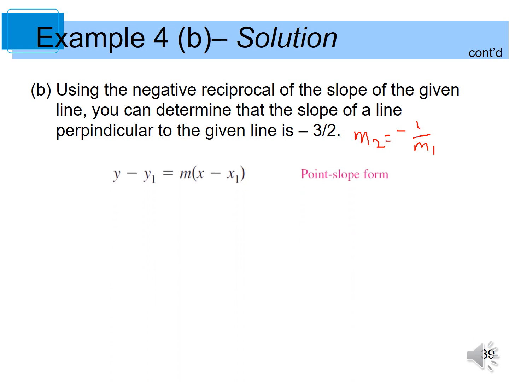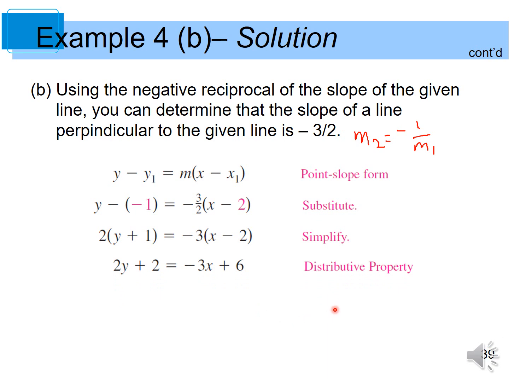After you obtain your m2, the condition is also the same as the first one. The line must pass through the same point. So you substitute in your x1 and y1, and your m2, your gradient. Then you simplify, then you expand, and you move all the variables and also the constant to the left side. So you obtain general form.